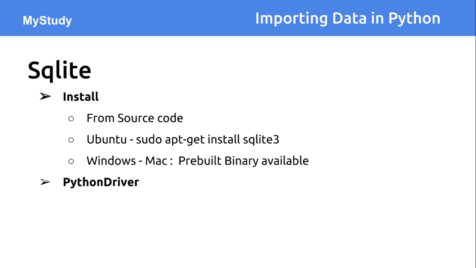And we need a Python driver to access this data from Python. From Python version 2.5 onwards, the sqlite3 package is already built in and available in Python, so there is no need to install it. Let's start our installation first from the source code. Then we will see how to do it with sudo apt-get, and then the Windows and Mac pre-built binaries.